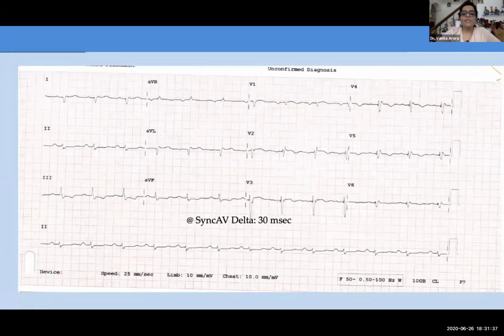So we went ahead with sync AV delta at 30 milliseconds. And if you see, there is a slight hump appearing here in V1, a very slight hump is coming. But look at the notch in lead 2. It is becoming more delayed. It is getting to the end of the QRS.